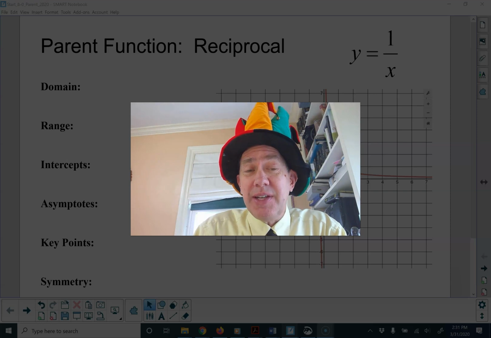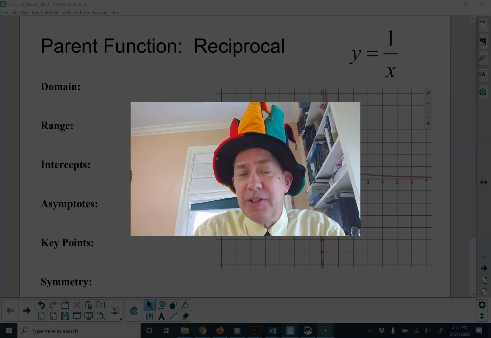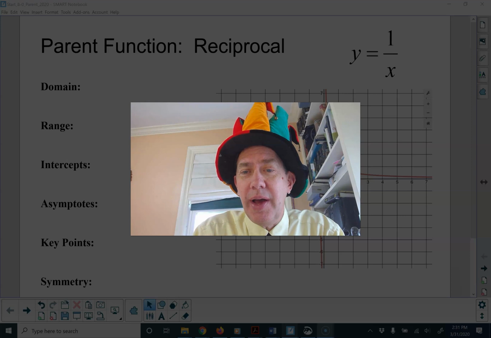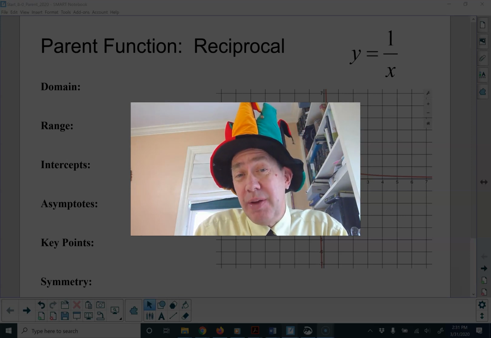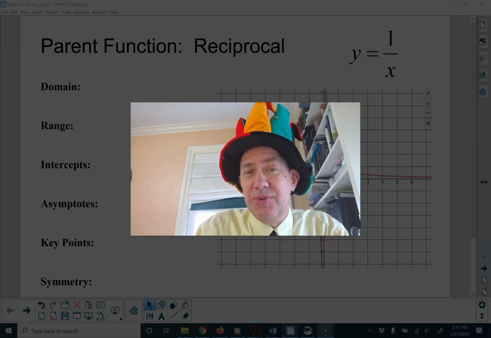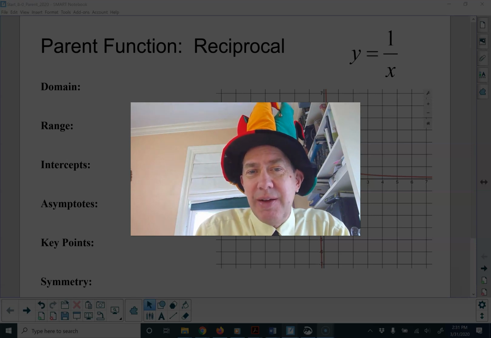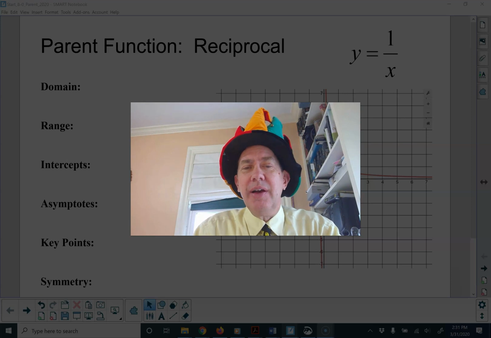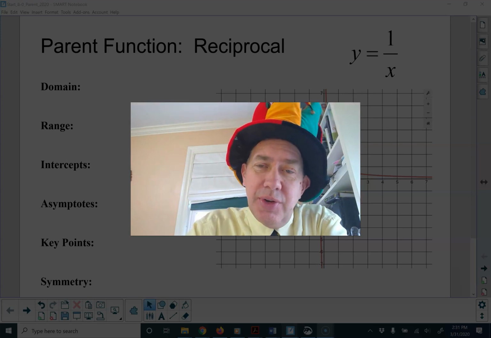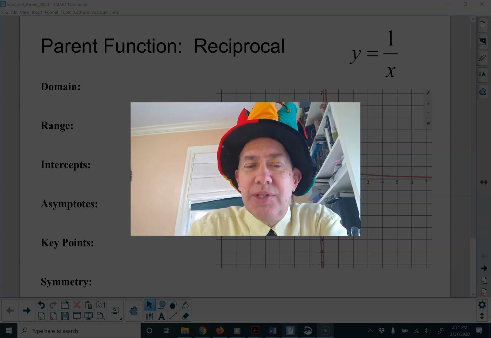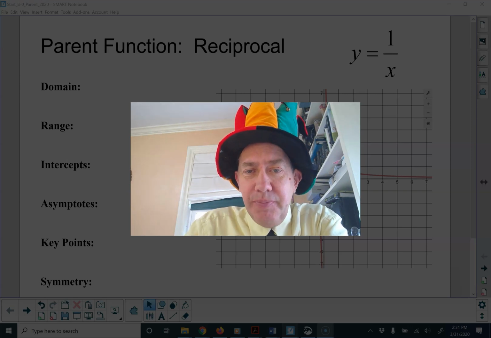The topic today is a new parent function, the reciprocal parent function, y equals 1 over x. If you don't have your big blue book handy, even though it said to do that on the top of my handout, get your big blue book handy. If not, you can do a new page, or you can take your notes someplace else. This will all be good.